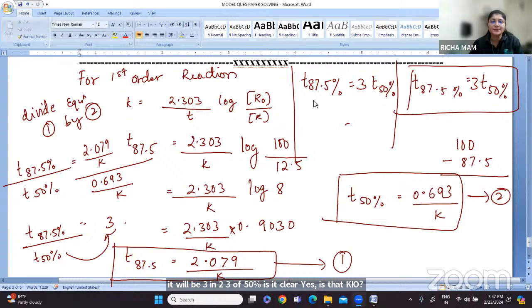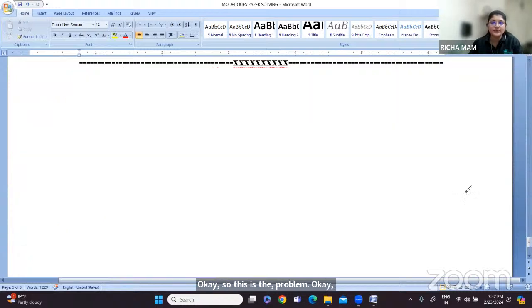Yes, simple. So from the first order reaction, we are relating T of 87.5% is equal to 3 times T of half. Okay, so this is the problem. Fine. So moving forward, next question, last question.